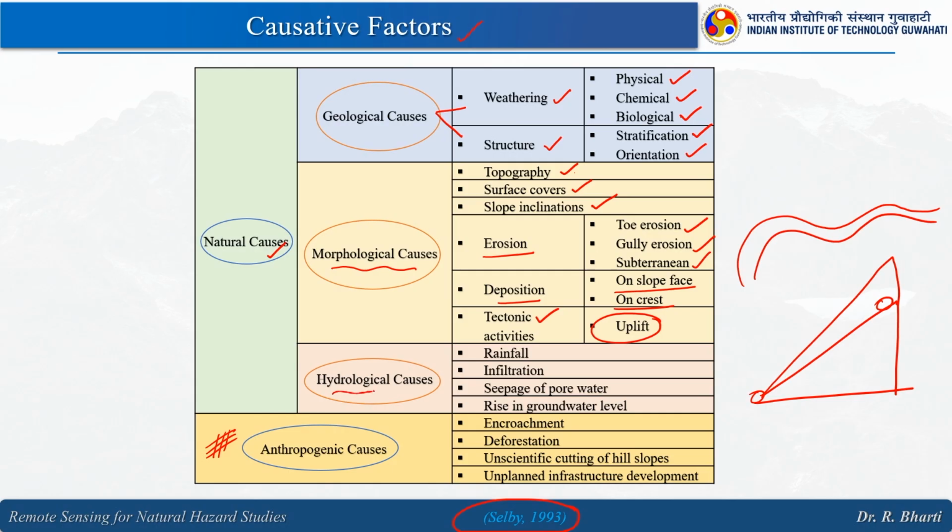Now, when we talk about these hydrological causes, so rainfall, infiltration, seepage of pore water, rise in groundwater level, that will change the stability of this slope. Now, these anthropogenic activities, so here you have encroachment, deforestation, unscientific cutting of hill slopes, unplanned infrastructure development, all these have a major role, and that is why we are calling it a causative factor, right. So, these are causing the landslides.